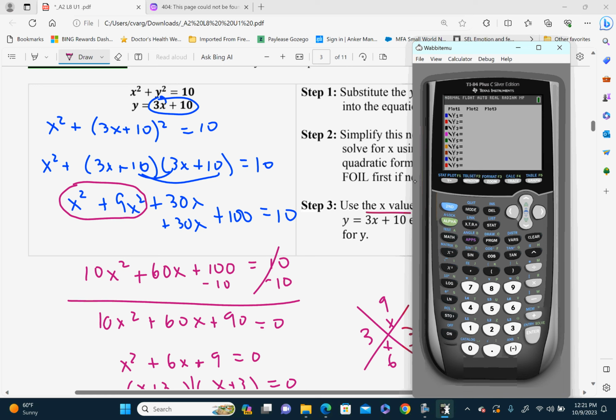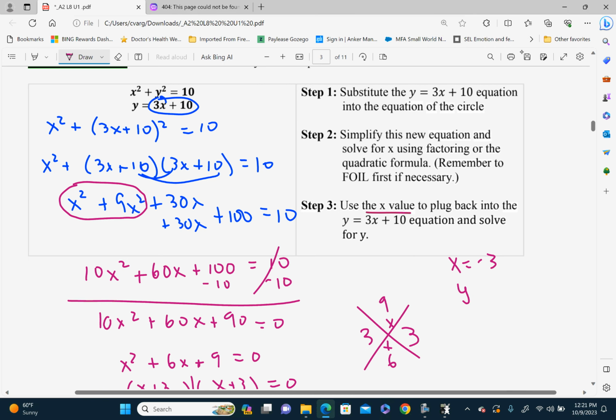So I have 3x plus 10. I'm going to go here to 3x plus 10, and across from it, I'm going to find the answer that I was looking for, which is -3. And across from -3 is -1. So y equals -1. Okay, so there is my solution.